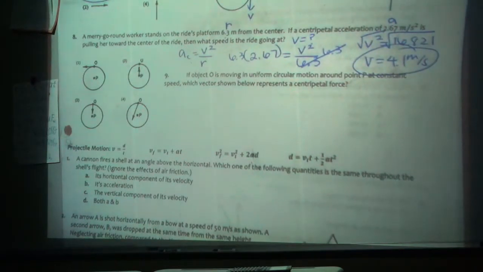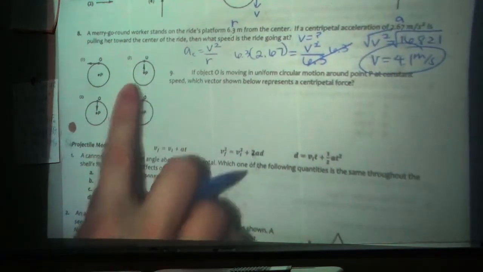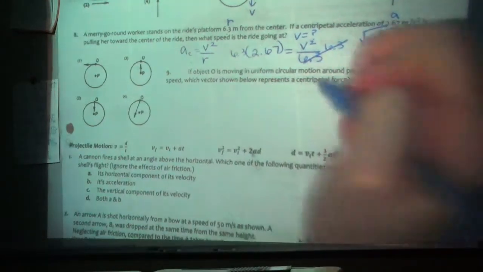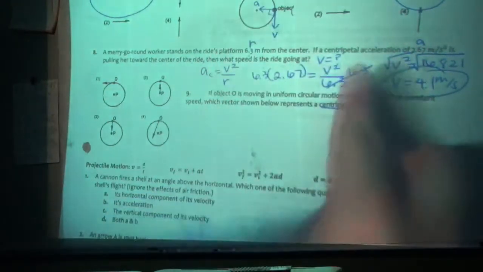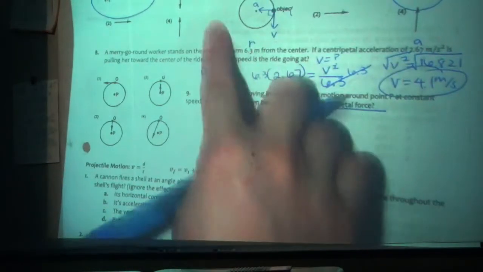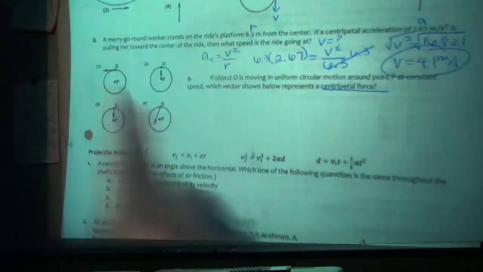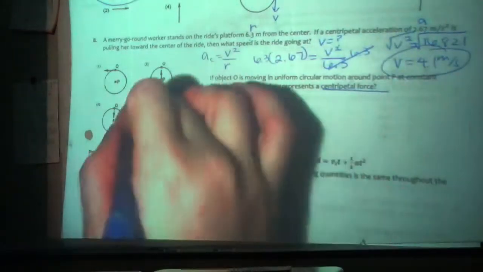If an object O is moving in uniform circular motion around point P at a constant speed, which shows the centripetal force? Centripetal force goes to the center, acceleration and force both point to the center. Velocity is on the outside, which way it's moving. So the one that points to the center is 2.